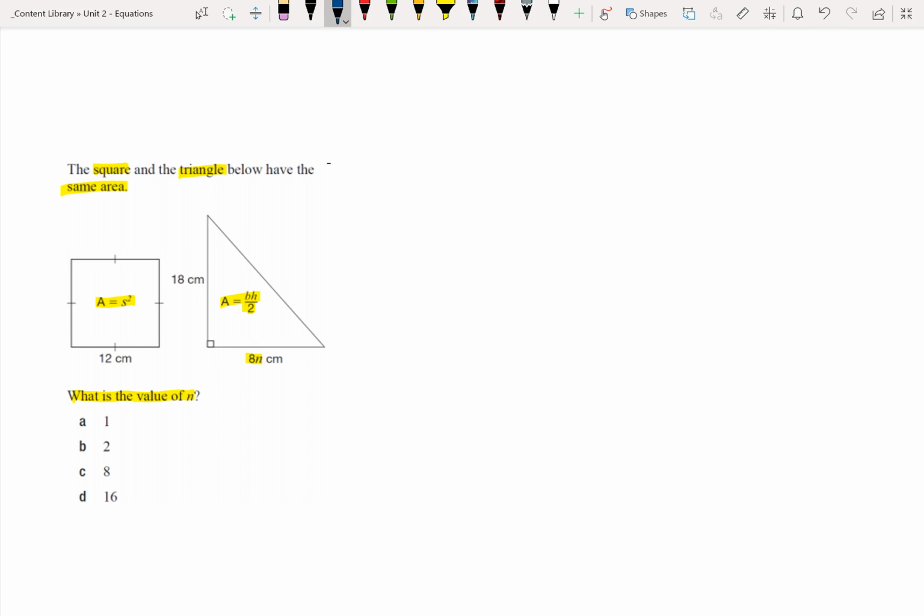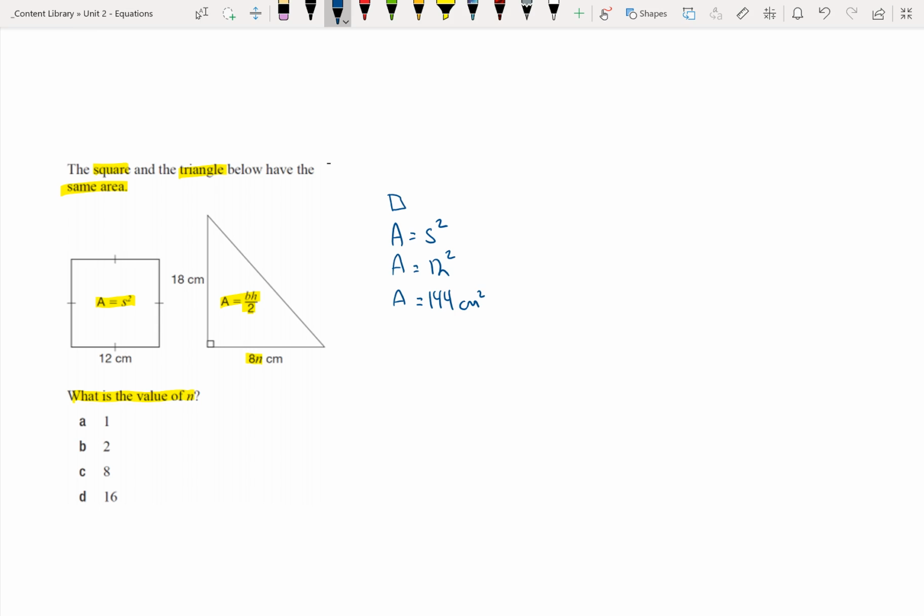So let's find the area. We can find the area of our square. It gives us the formula of s squared, and we know one side is 12. So that means it's 12 squared, or the area is 144 centimeters squared for the square.